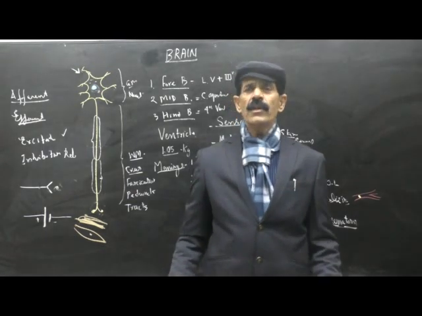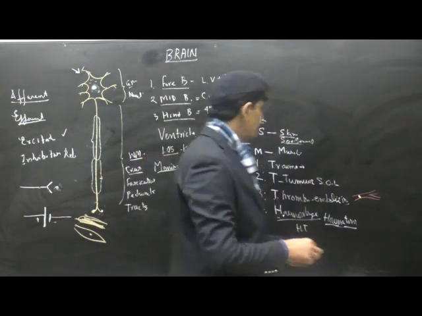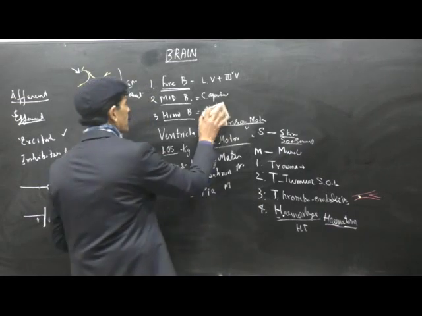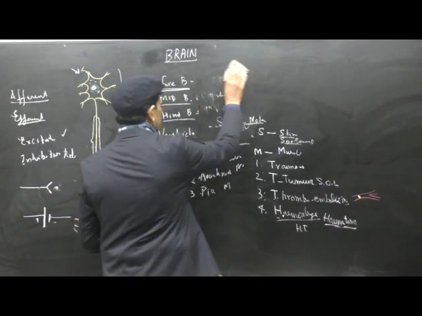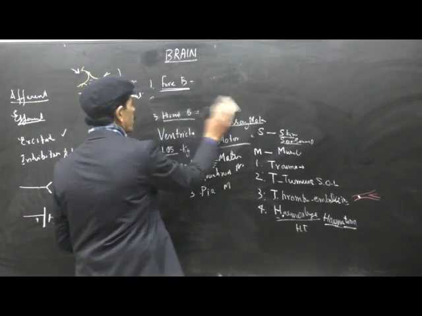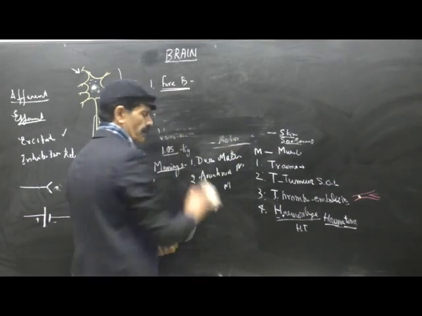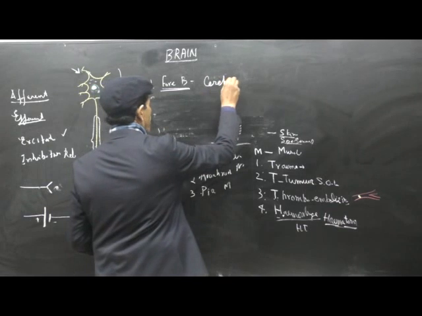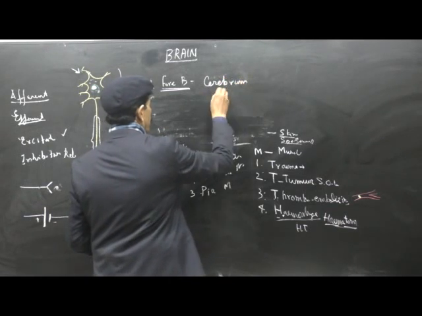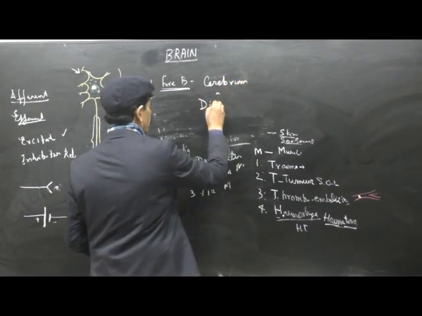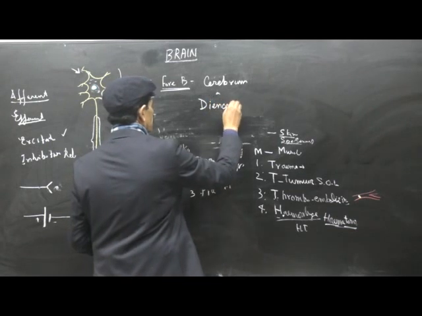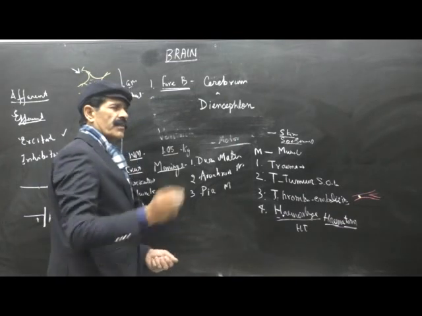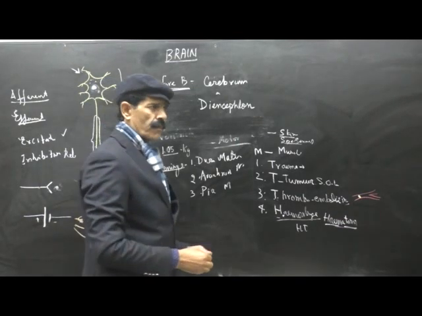So first of all, we will take the forebrain. We know the forebrain consists of two parts. One is called the cerebrum, and another is called the diencephalon. We will take them one by one. First we will take the cerebrum, then the diencephalon.